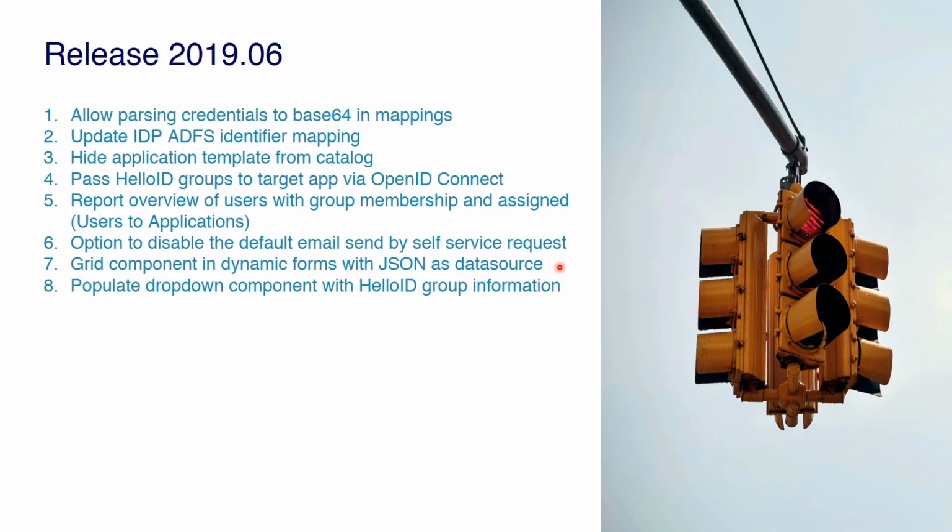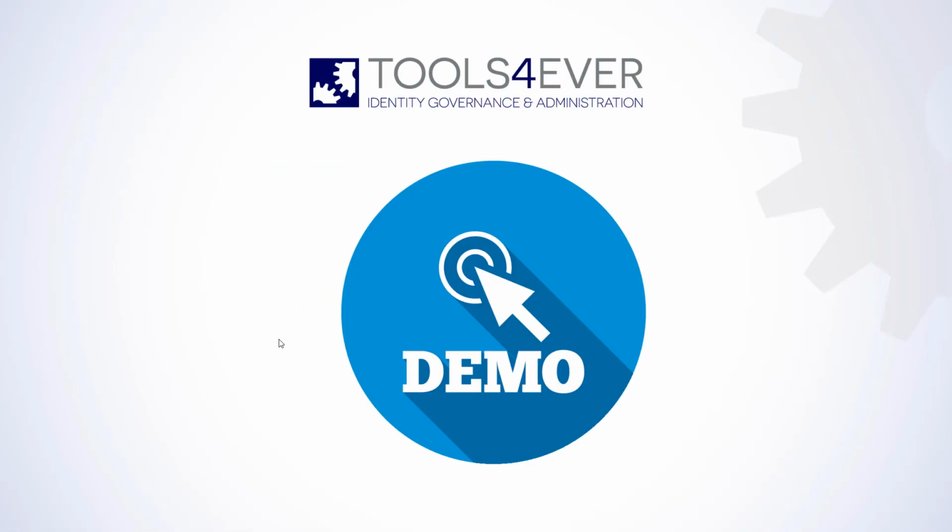We also have the option to use a drop-down component, which we extended with HelloID group information. Those are HelloID groups, but they can also be AD groups. The last item on the list is that the deny and approval comments are now also included in the default emails sent to the requester or to the manager. So let me demo the software, the new functionality that we have released.